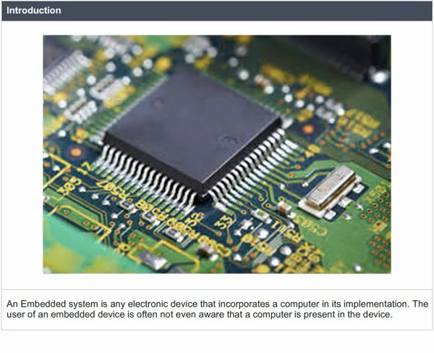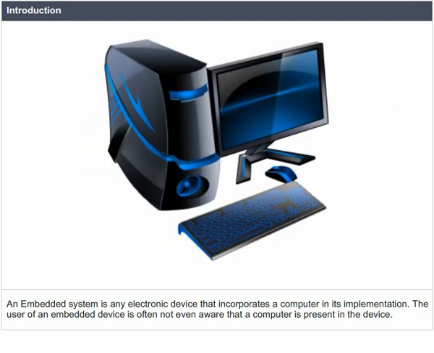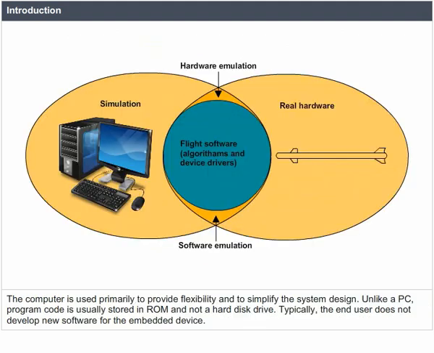Introduction. An embedded system is any electronic device that incorporates a computer in its implementation. The user of an embedded device is often not even aware that a computer is present in the device. The computer is used primarily to provide flexibility and to simplify the system design. Unlike a PC, program code is usually stored in ROM and not in a hard disk drive. Typically, the end user does not develop new software for the embedded device.